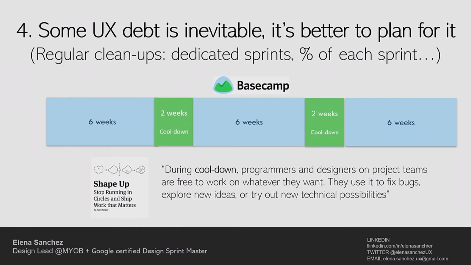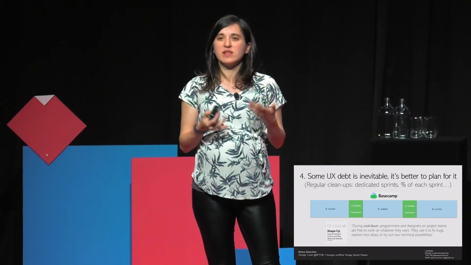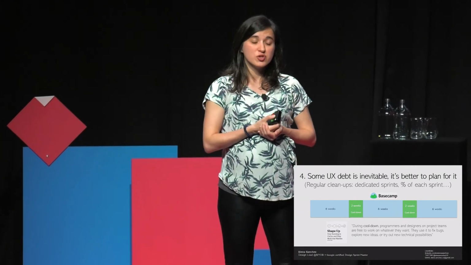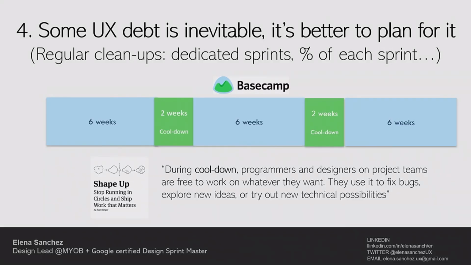And the final lesson is that I think we need to accept that some UX debt is inevitable. It's better not to look the other way and try to think positively, but assume that it will happen and have a plan to repay it, or plan for regular cleanups, for example. You can have a dedicated sprint every 6 months, or a percentage of each sprint. There are different strategies to deal with it, but it's better to know that it's going to be there, even if you do your best and your culture is prepared to avoid as much UX debt as possible.